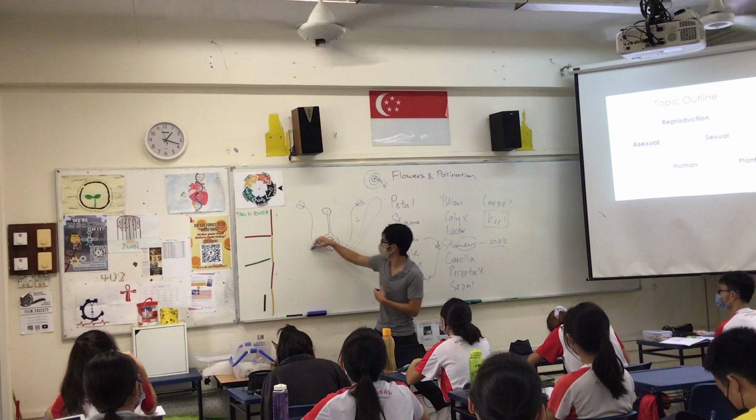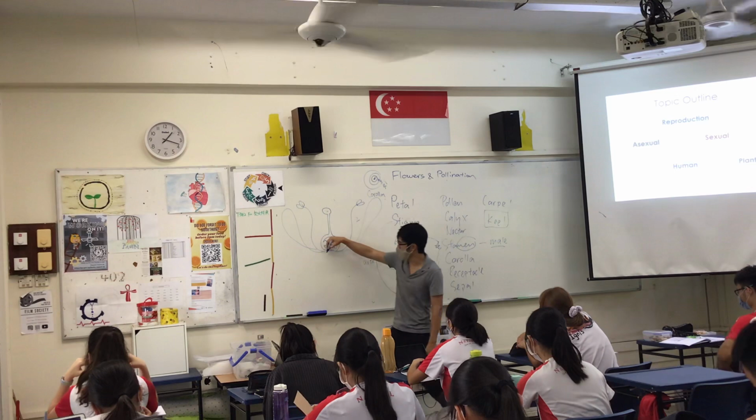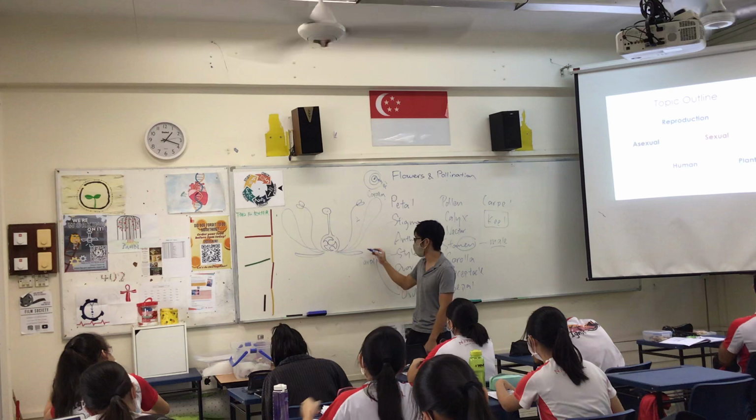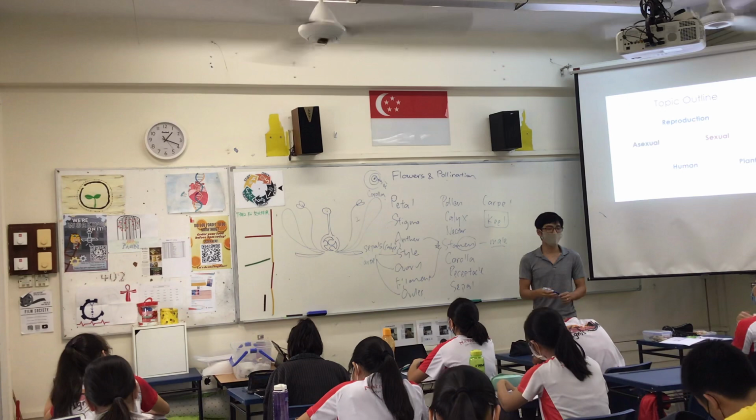The third layer, a bunch of petals together, we call it corolla. So many petals, corolla. And then on the outermost layer, we have the leaf-like looking things. We call them sepals. Many sepals, a group of them together, we call it calyx. Right? So generally, these are the four rings that make up a flower.